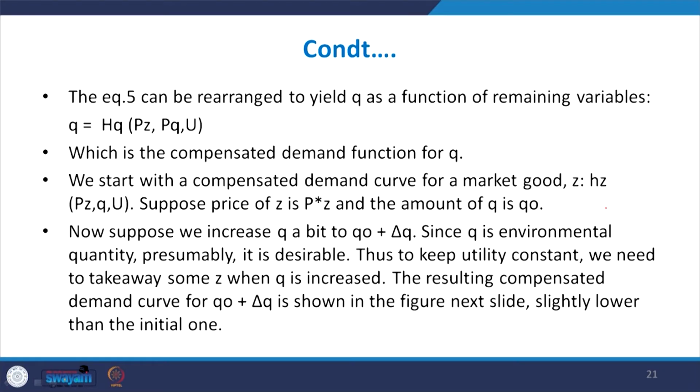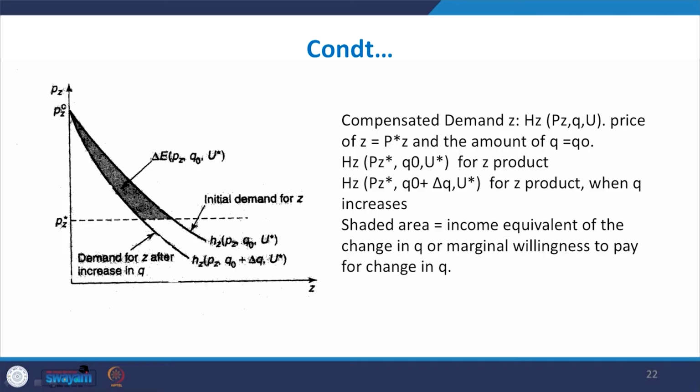Since Q is environmental quantity, or you can say quality also, and it is desirable, to keep the utility constant we need to take away some quantity of Z. So, if there is an improvement in environmental quality, some quantity of Z must be reduced in order to keep the utility constant, and this can be explained by this graph.